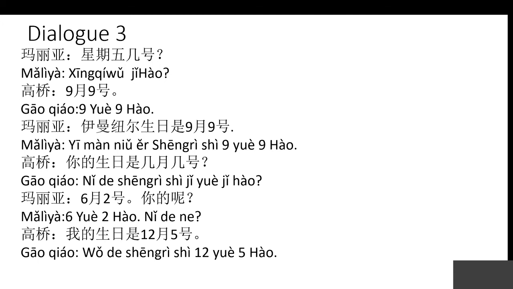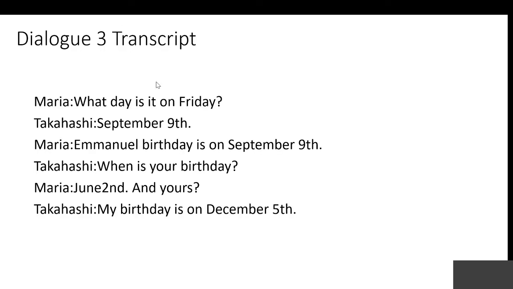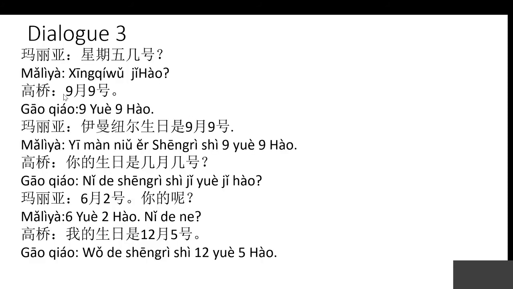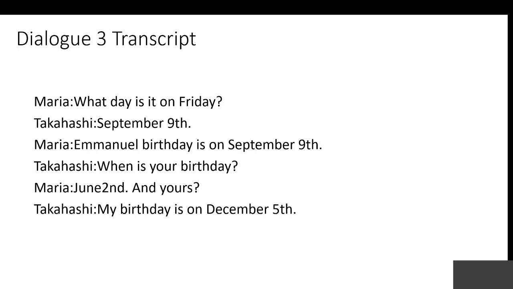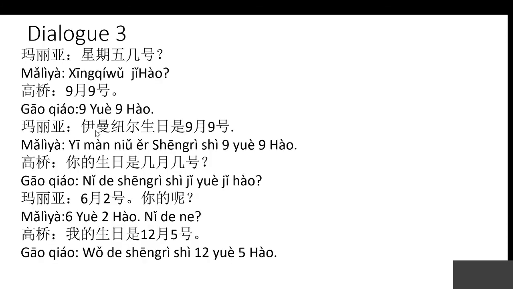Dialogue 3. So there's a Malia. Malia is from England. She's a woman, yes. And 星期五几号? 星期五, as you have told you, 星期五 is Friday. 几号 is what day? So what day is on Friday? And then 高桥 said 9月9号. Sorry, September 9th. And then Maria said 你们女儿 Emanuela 生日 is birthday. 是 is 9月9号, September 9th. So Emanuela's birthday is on September 9th.